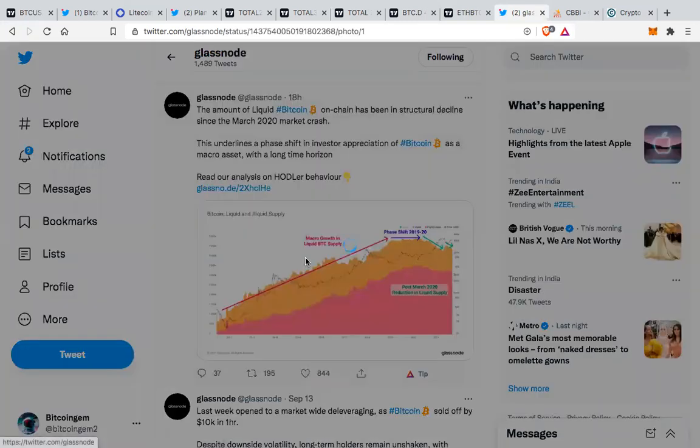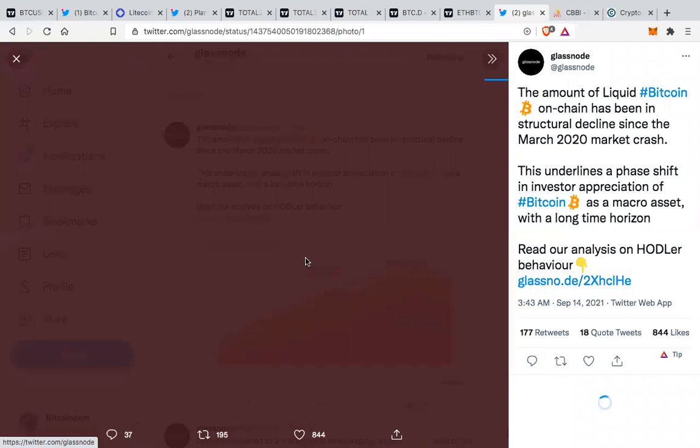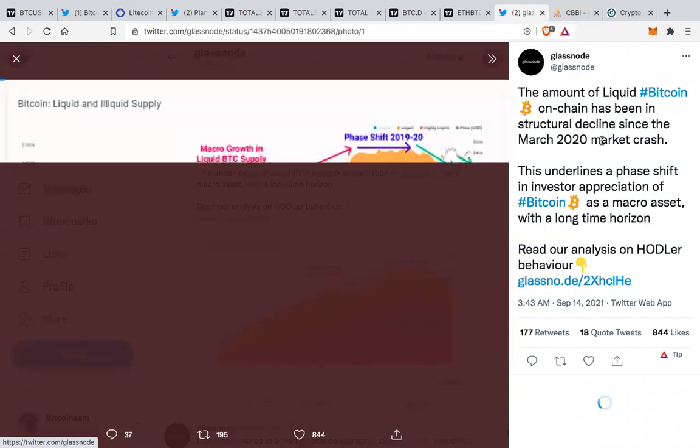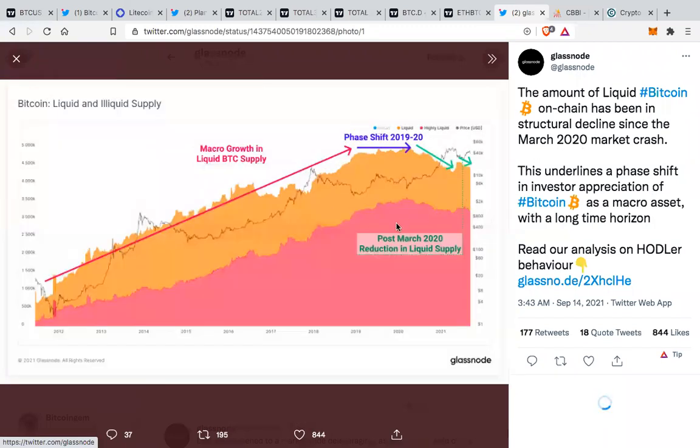What this on-chain analytics is showing us is that since March 2020, the number of people who are accumulating Bitcoin as a macro asset with a long time horizon is increasing. So people with a long-term HODL mindset, with long-term HODL planning, are increasing.